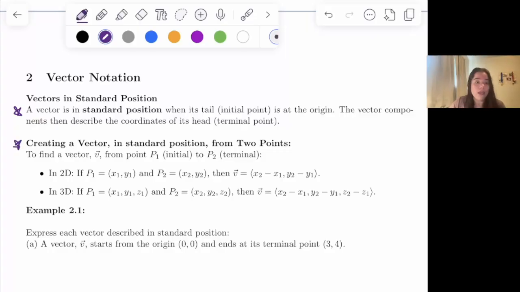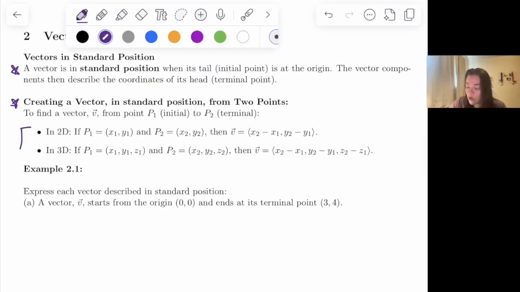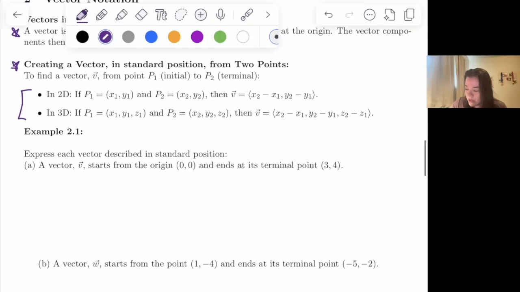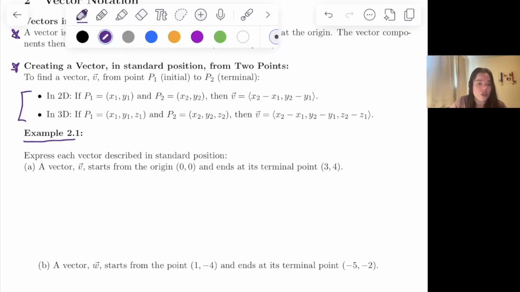Moving down below, we are going to create vectors in standard position from 2 points. This right here is a little formula that talks about how to create vectors if you're given 2 points, but I'm just going to teach you by example. You can take some time to read through that formula if you want, or as a recap. So jump down to example 2.1. Let's just do one of these together.